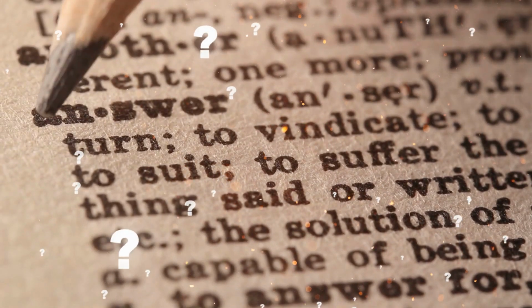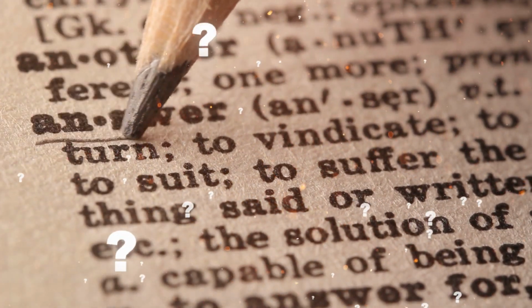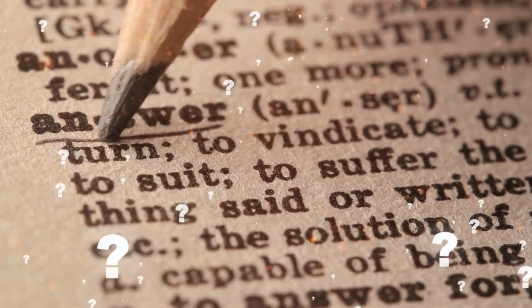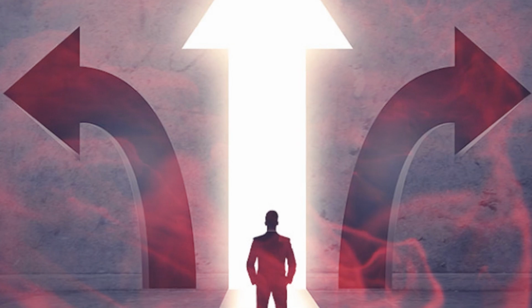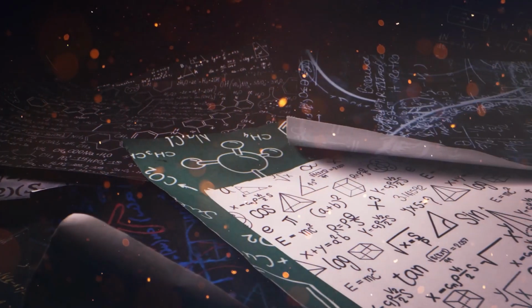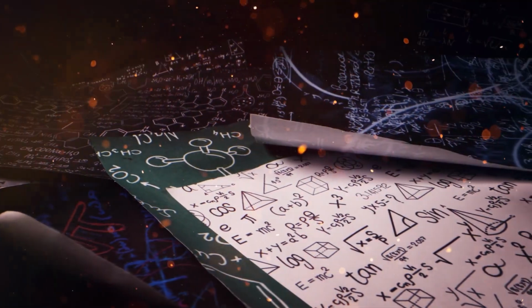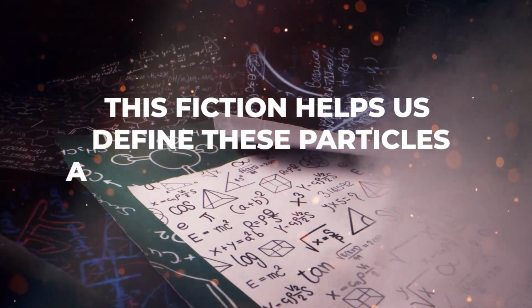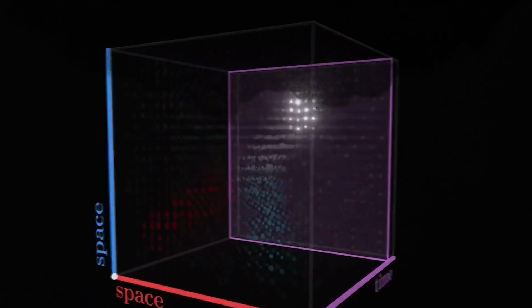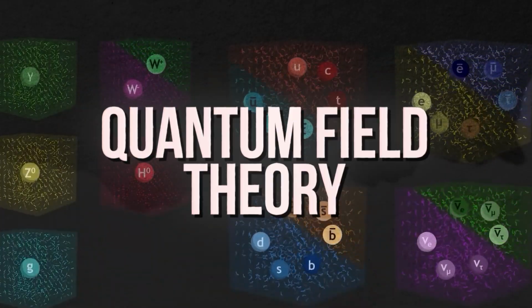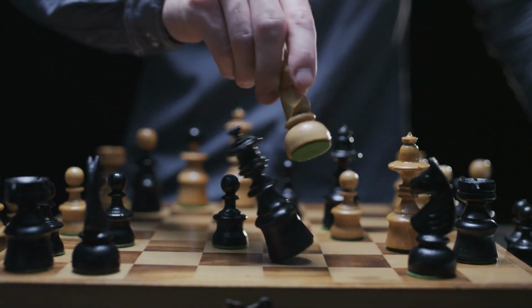What does an elementary particle really look like? What's its true nature? Here's the twist. We don't have a definitive answer. So what do we clever humans do when faced with such a dilemma? We come up with a workaround, a sort of mathematical fiction. This fiction helps us define these particles and calculate how they interact with one another. We call this framework quantum field theory. And let me tell you, it's been a game changer.